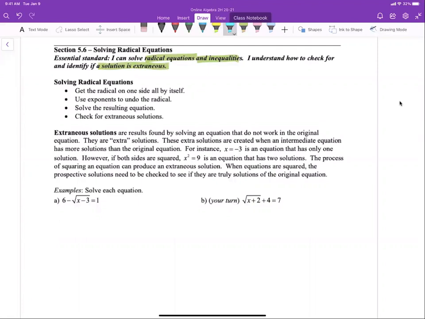They will be to get the radical on one side of the equation by itself. We will then use exponents to undo the radical. We will solve the resulting equation, and then last, we must check for extraneous solutions.